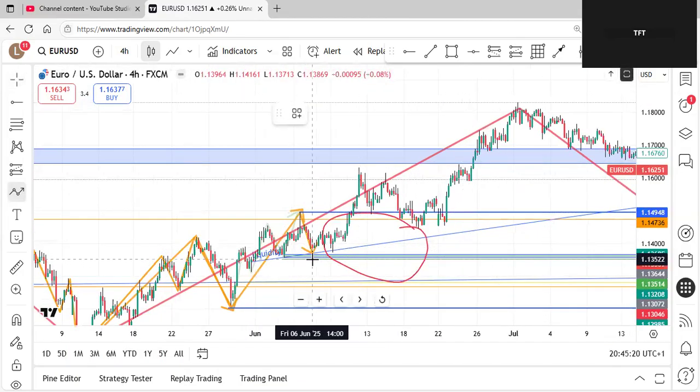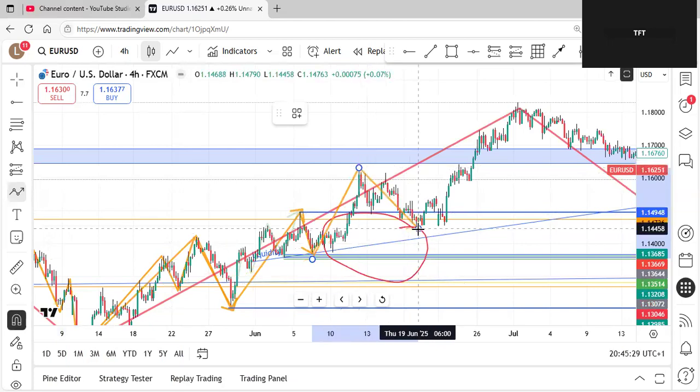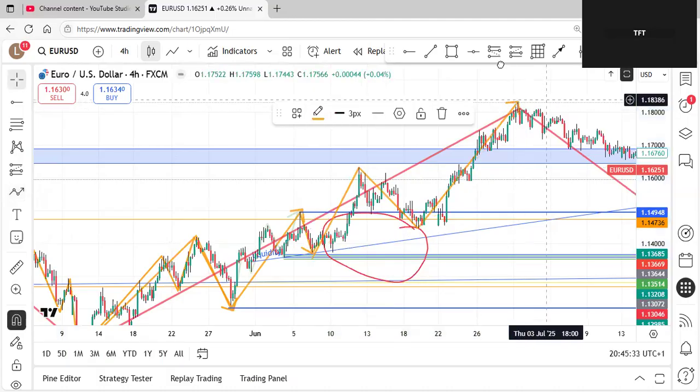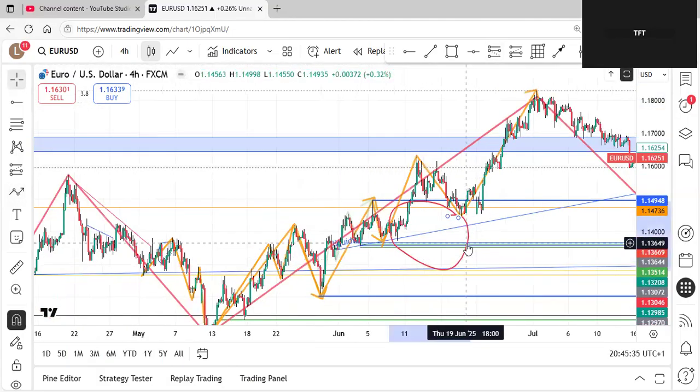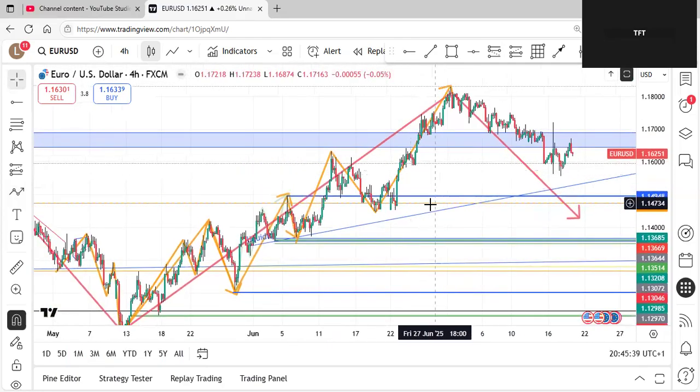So obviously we pulled back, made a new high, we pulled back, there was a candle. So I'm pretty happy that that's what I would class as my 15-minute structure at a glance.